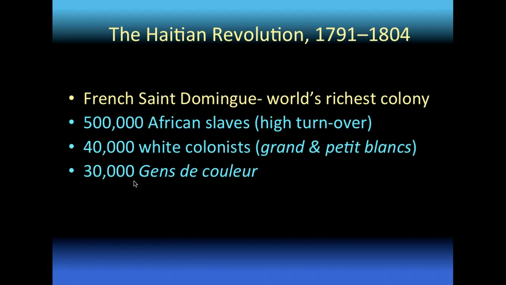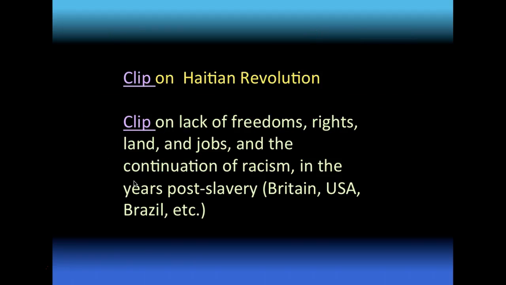There were about 40,000 white colonists, and they were divided into two social strata, the Grand and Petite Blancs. Blanc is white. So the wealthy and the poorer white people. And then there were 30,000 gens de couleur, meaning free black men who had gained freedom somehow, and either were colonizers or at least owned their own plantations that they worked on and had people working on as well.